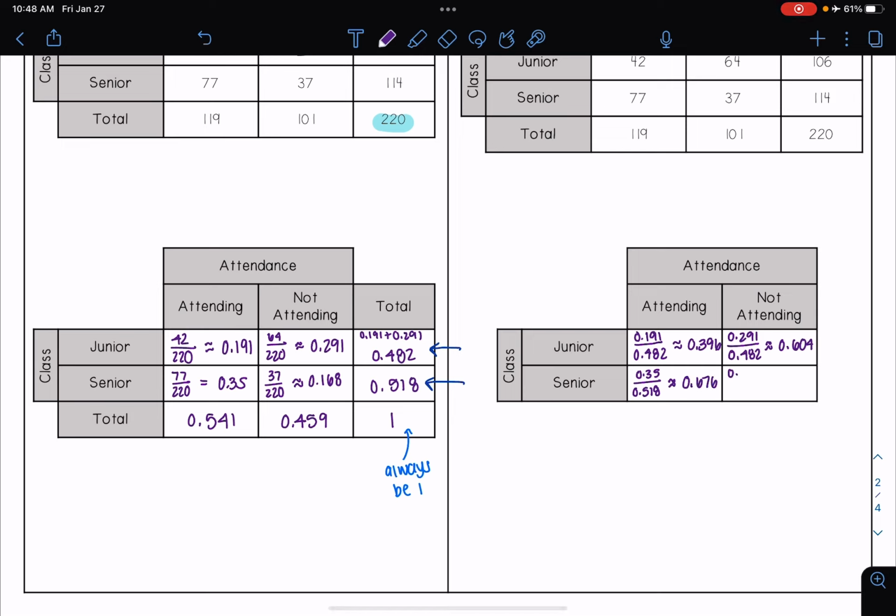So if I'm interpreting this table, that last one, for instance, 0.324, that would mean that given that a student is a senior, the conditional relative frequency that he or she is not attending the concert is about 32.4%.